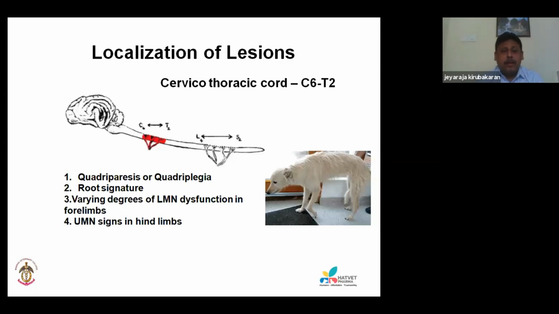And there will be varying degrees of LMN dysfunction in the forelimbs. The forelimbs will usually be flaccid, and the hind limbs will be spastic. Okay, so this is the animal standing. It means it is having a paresis. When it is paralyzed, you can't expect it to have a root signature sign.